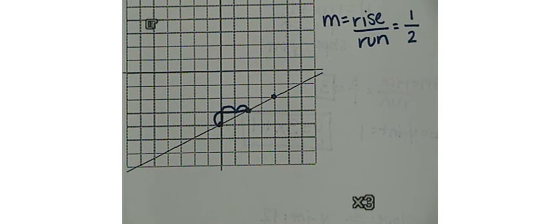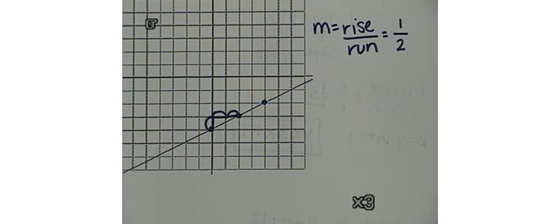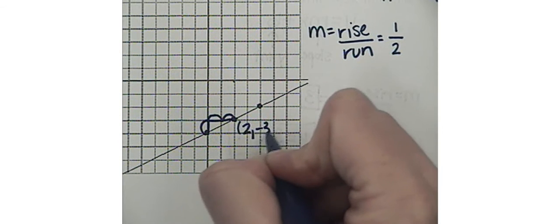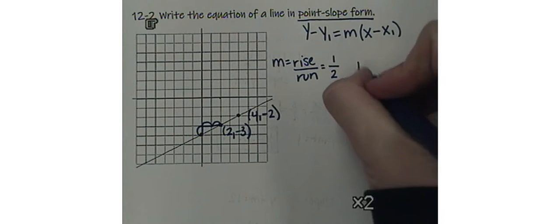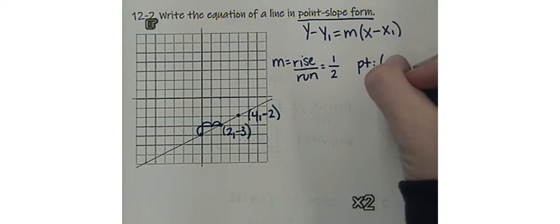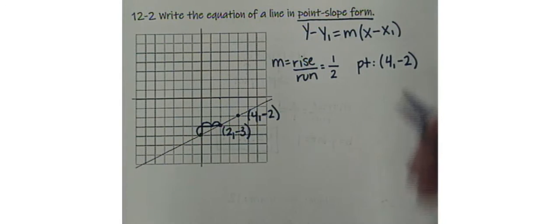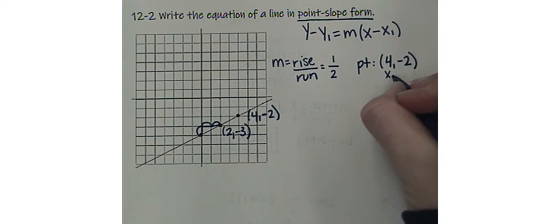I have a few points on this line, and it doesn't matter which point we choose. This ordered pair is 2, -3. This ordered pair is 4, -2. So either point works here. Let's say we choose to use 4, -2. I'm going to label it with my x1, y1.